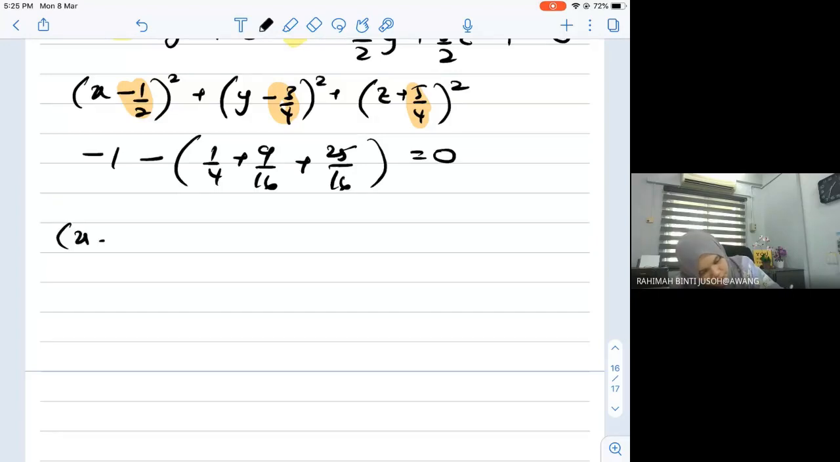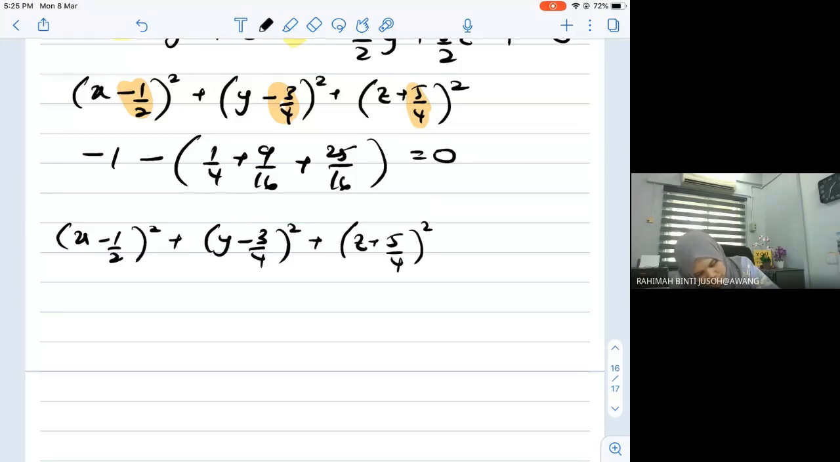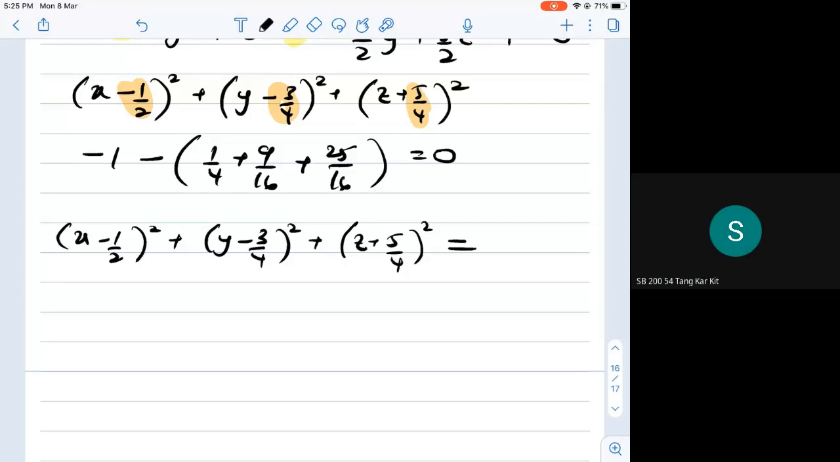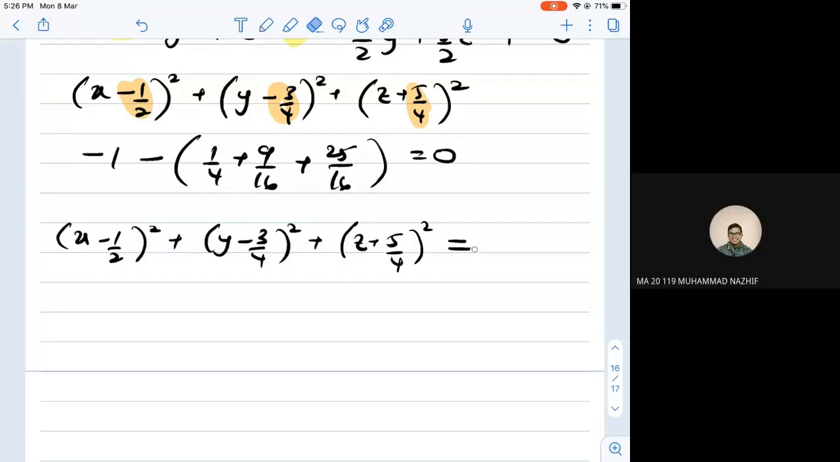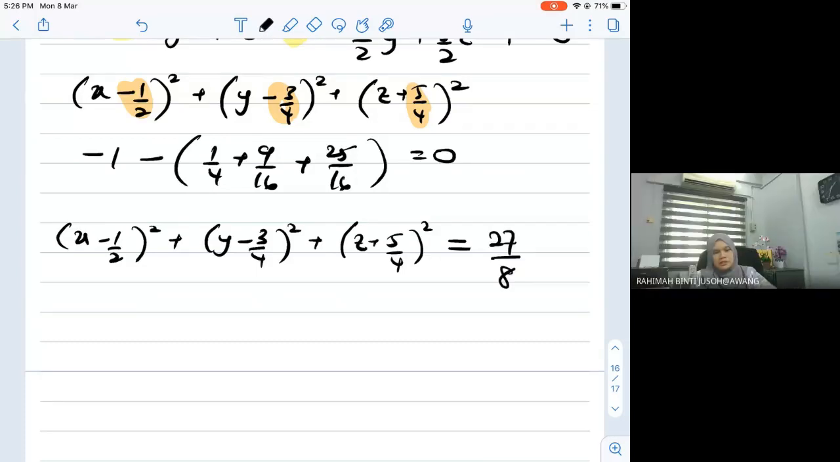Tolong calculatekan benda ni. You all akan dapat apa ni? Kuasa 2 tambah y tolak 3/4 kuasa 2 tambah z tambah 5 over 4 square. Saya nak terus pindahkan. You dapat apa? Negatif jadi positif ni saya rasa ni. Positif berapa ni? What's the value? Negative 27 over 8. Itu sebelum equal sign. Kalau belakang jadi positif, right? 27 over 8. Okay, good. Everyone got this?